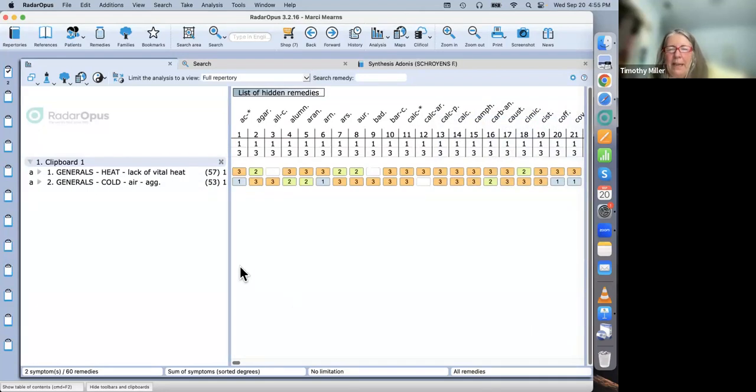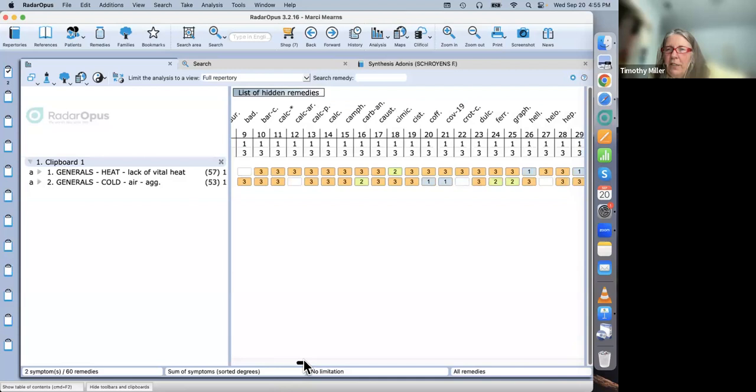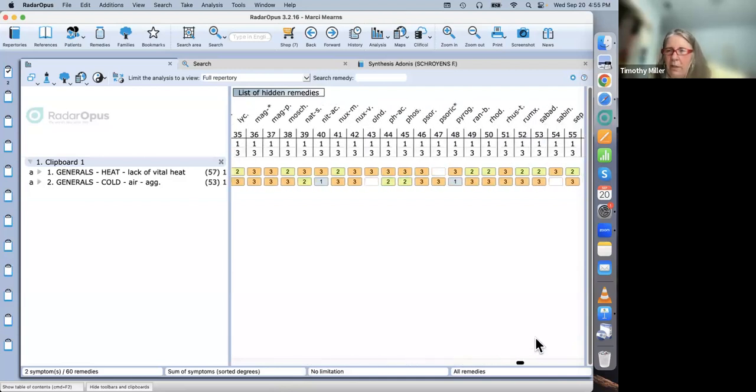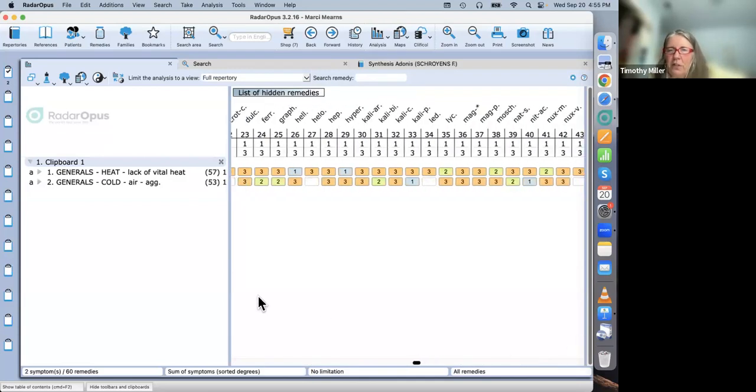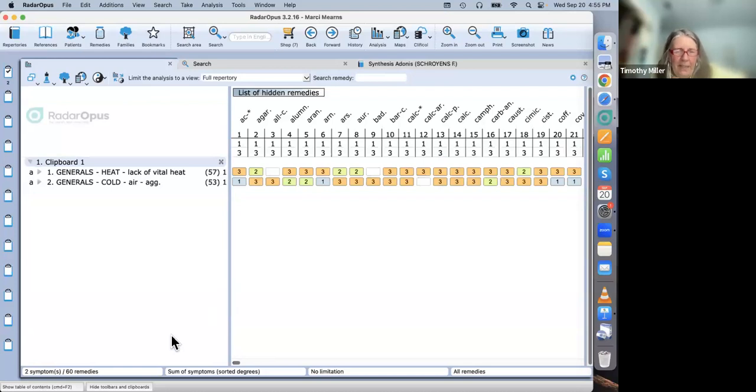Voila. Here it says list of hidden remedies. Okay, I don't care to see the list of hidden remedies, but what I want you to know is I've now just got 60 remedies to consider. And down here in the lower left-hand corner of this window, it says 2 symptoms, 60 remedies. So I feel really good about this as a filter.